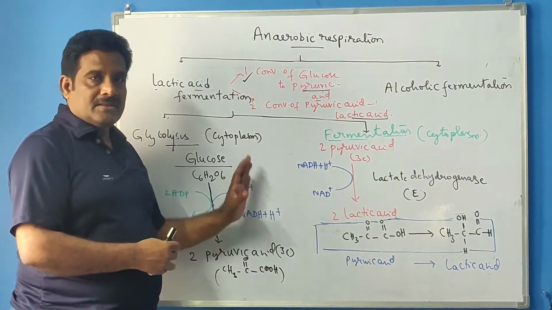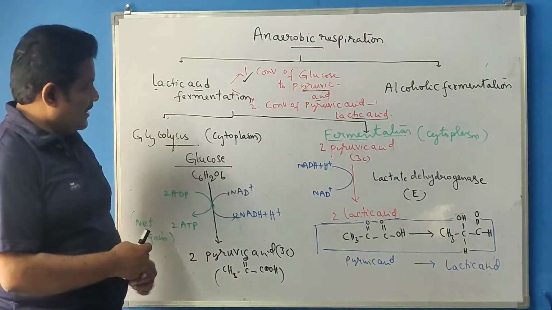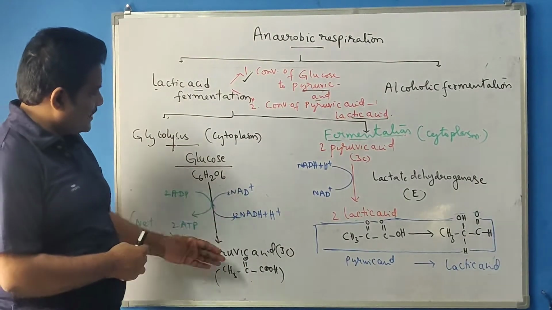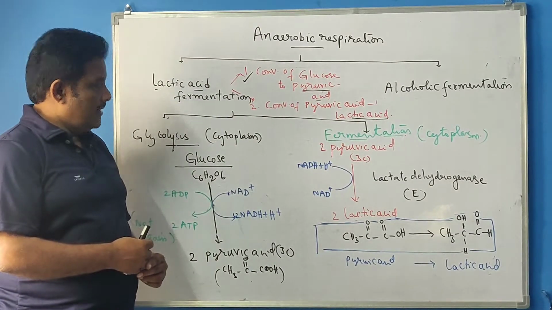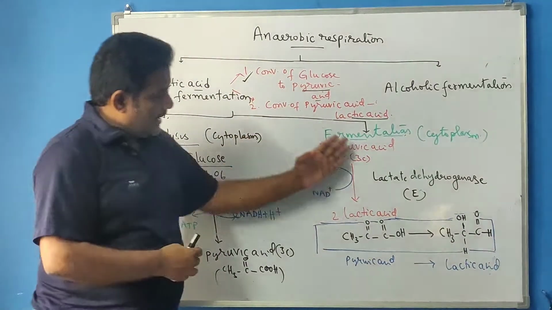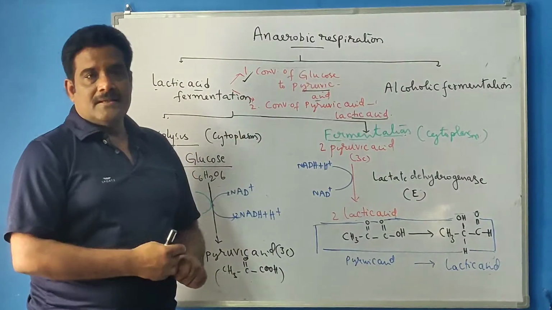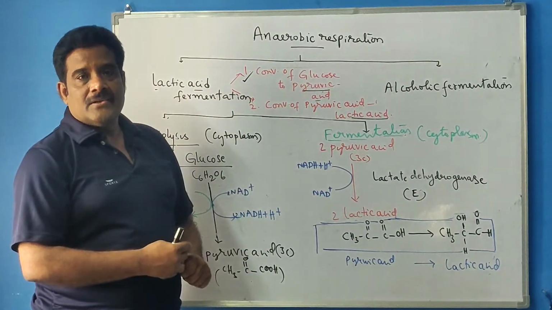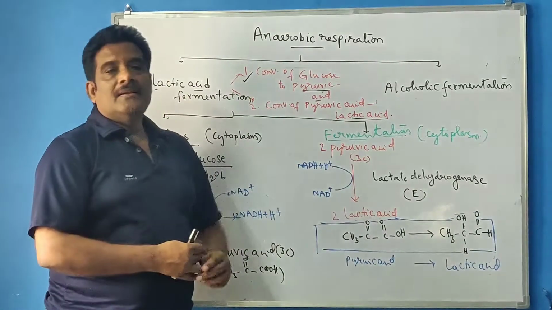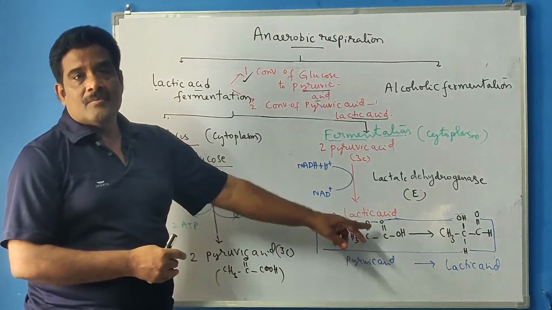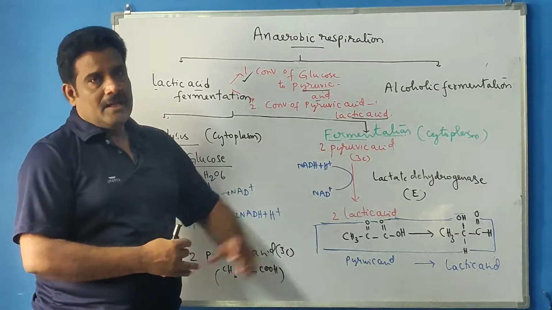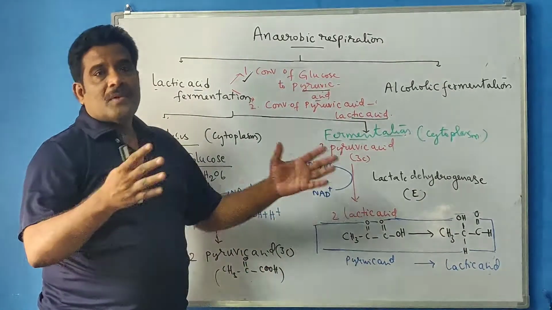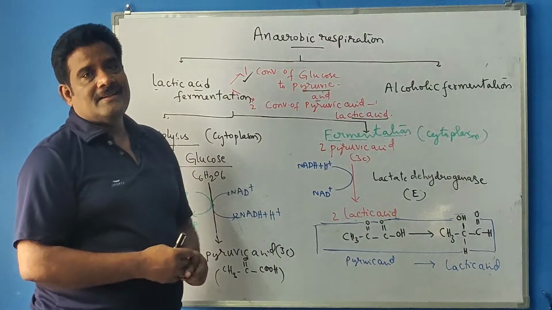How many carbons are present in this pyruvic acid? A 3-carbon compound. And what happens to these pyruvic acid molecules that are produced here? That point you have to remember. They undergo some reactions here. The 2 molecules of pyruvic acid get reduced to 2 molecules of lactic acid. This is our end product, that is lactic acid, reduced to lactic acid.